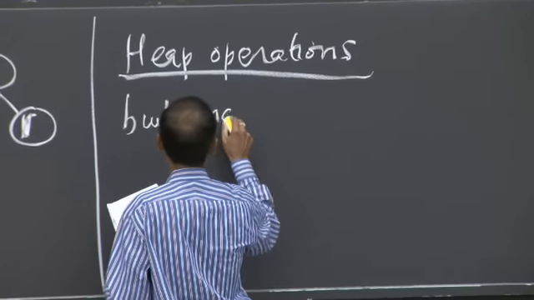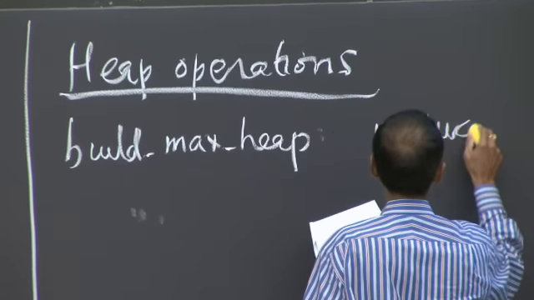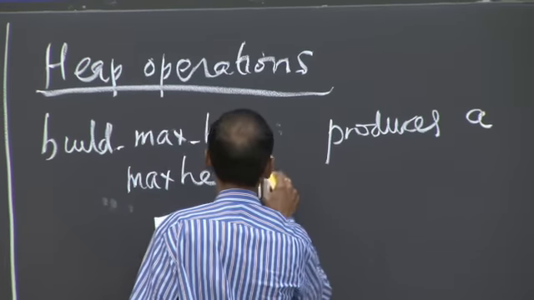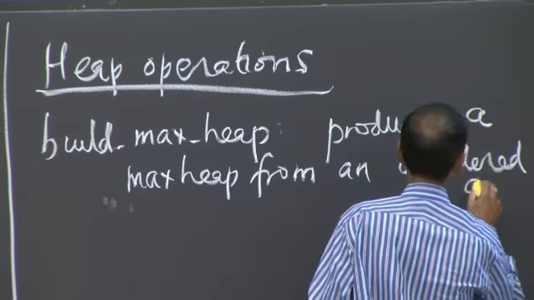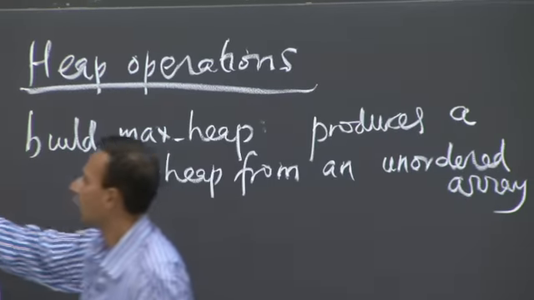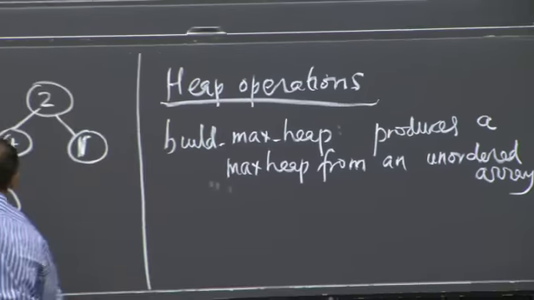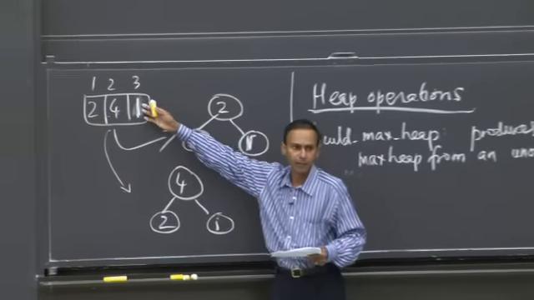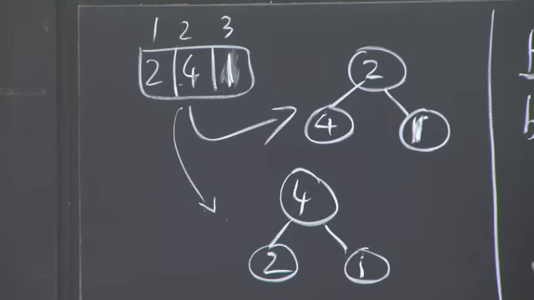Well, we're going to have build max heap, which produces a max heap from an arbitrary or unordered array. So somehow I got to turn this into, for example, 4, 2, 1, okay? Which is in effect sorting this array, right? Or changing the order. Maybe not fully sorting it, but changing the order. So that's what I'll have to do. And build max heap is going to have to do that.